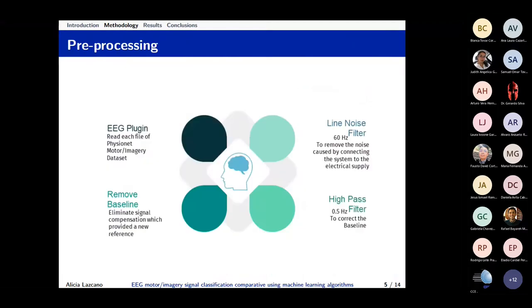The dataset was pre-processed using the EEGLAB plugin for MATLAB that reads each file of this dataset. They remove the baseline to eliminate signal offset and provide a new reference, apply a line noise filter of 60 hertz to remove the noise caused by connecting the system to the electric supply, and a high pass filter of 0.5 hertz to correct the baseline.